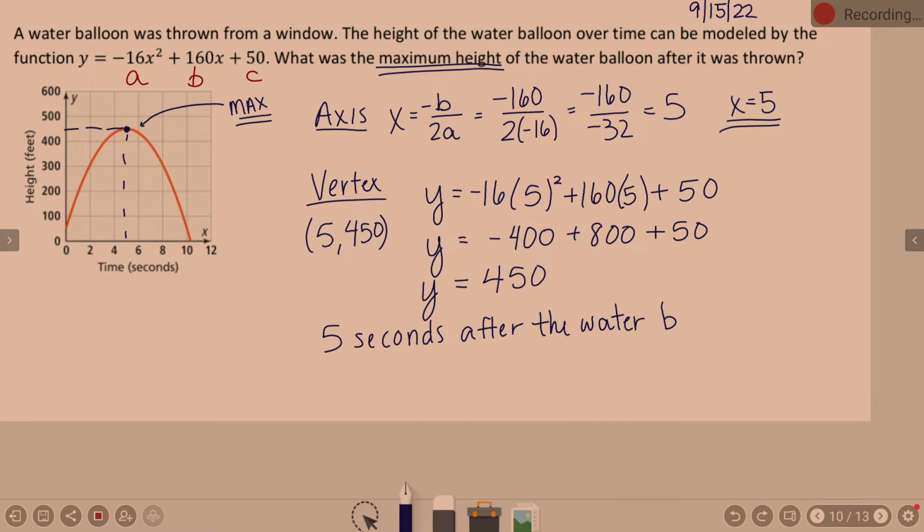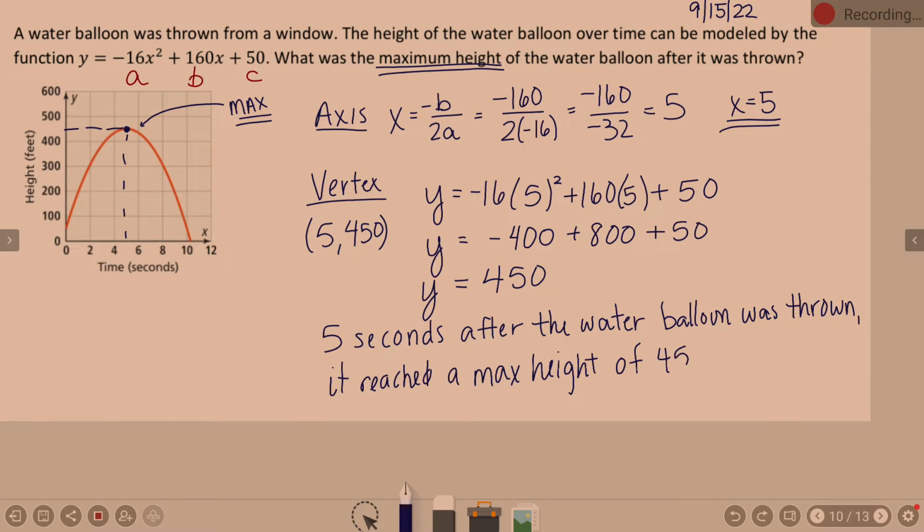So 5 seconds after the water balloon was thrown, it reached a maximum height of 450. It is feet, isn't it? Yes. Max height of 450 feet. Okay.